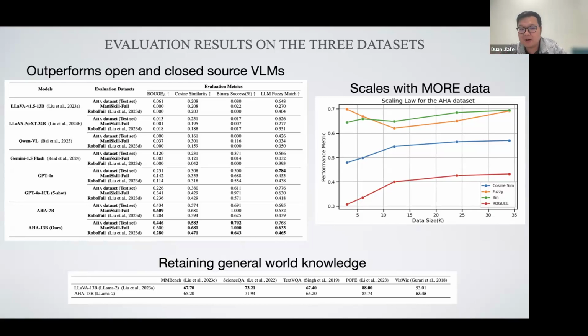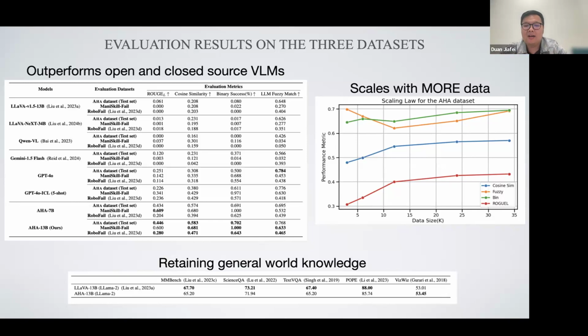We have the traditional metrics which people in NLP will be using, such as cosine similarity, and even for robotics, we focus on binary success, and a more modern approach of evaluation, such as using LLM fuzzy match. And we use a third-party model, which is from Anthropic.